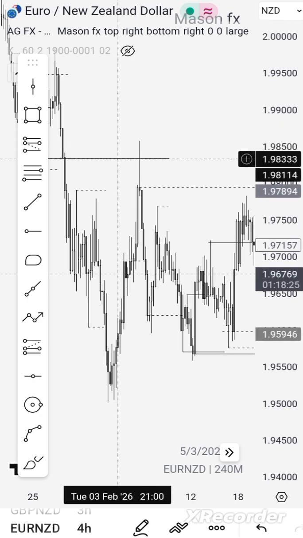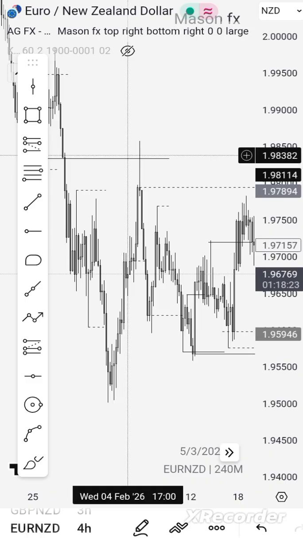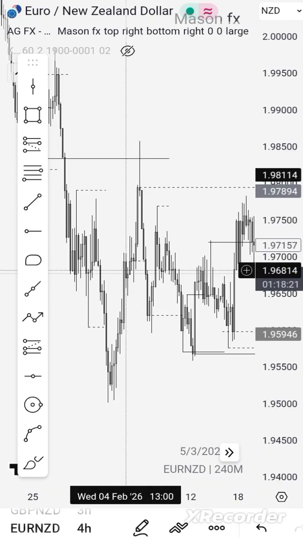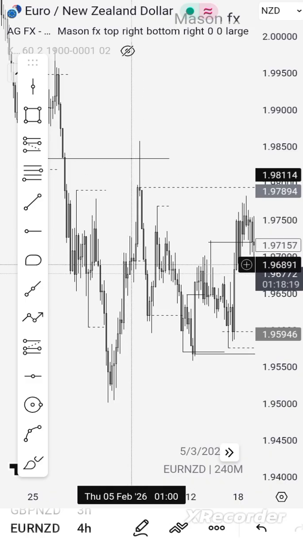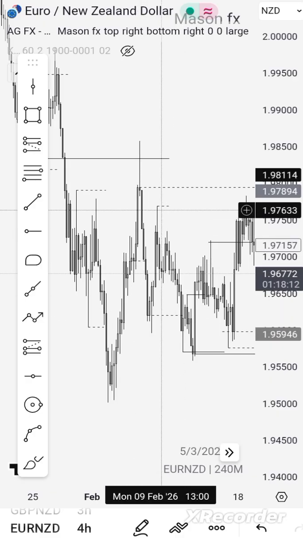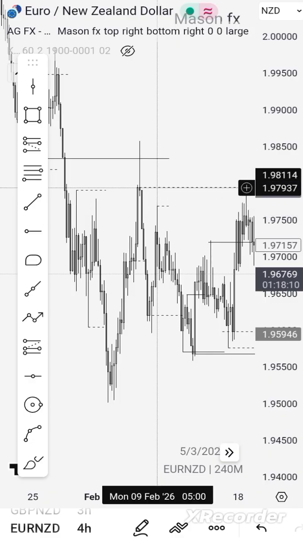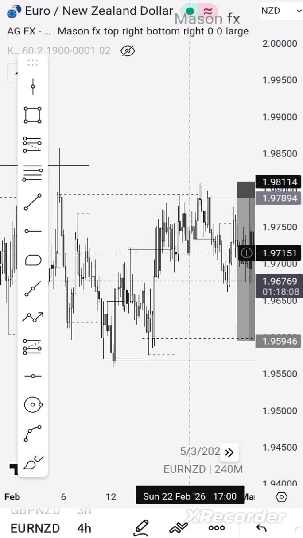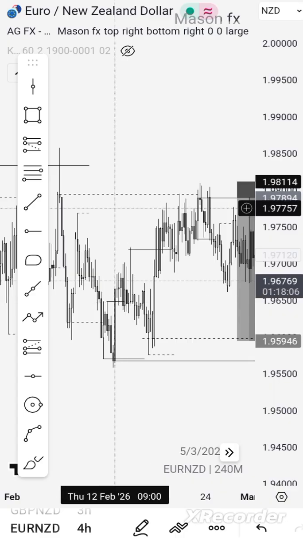Can you see? Now, same thing here also, as I was explaining, we have a rejection from here. It was a daily time frame key level. After this rejection, we have a breakout on the 4 hours time frame here. Can you see the breakout here? After this breakout, we have the first breakout, we have the second breakout here. And then price came back to the apex, right? First break, second break, price came back to the apex.